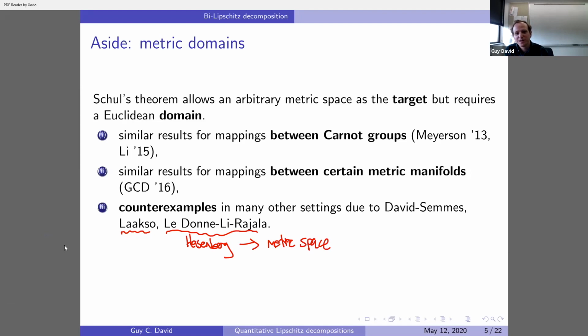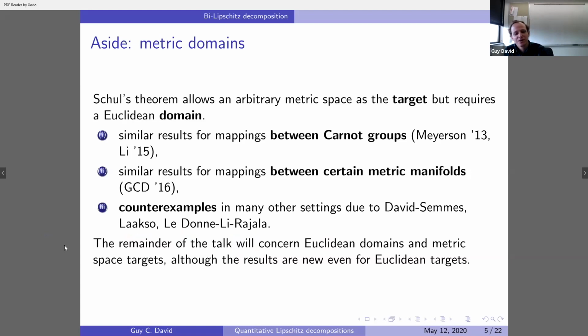So somehow Euclidean space is very special here. It allows you to use any target. And for more general metric spaces, there's a bit of a mystery as to what's going on. But this is not the subject of this talk. So in this talk, all of the domains are going to be Euclidean. The targets are going to be metric spaces, although the results I'm going to talk about are new, even if you only care about Euclidean spaces.